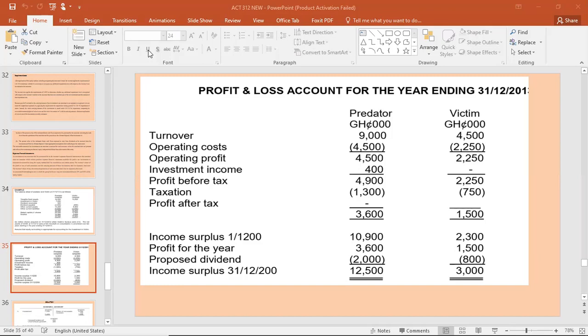Then from there, you prepare the closing income surplus account. I told you to prepare two different accounts when it comes to the consolidated balance sheet. We have prepared our opening income surplus account. We have prepared our consolidated profit and loss account. We are going to prepare our closing income surplus account. So you have the last account, the income surplus account.